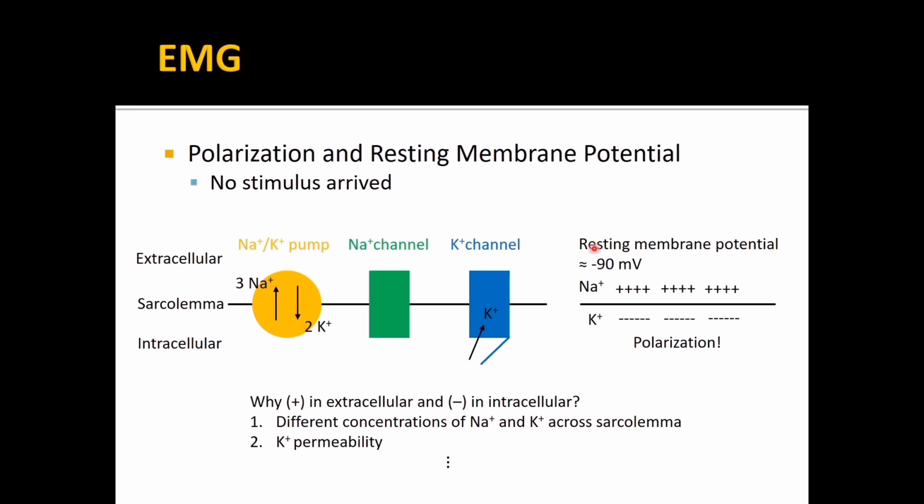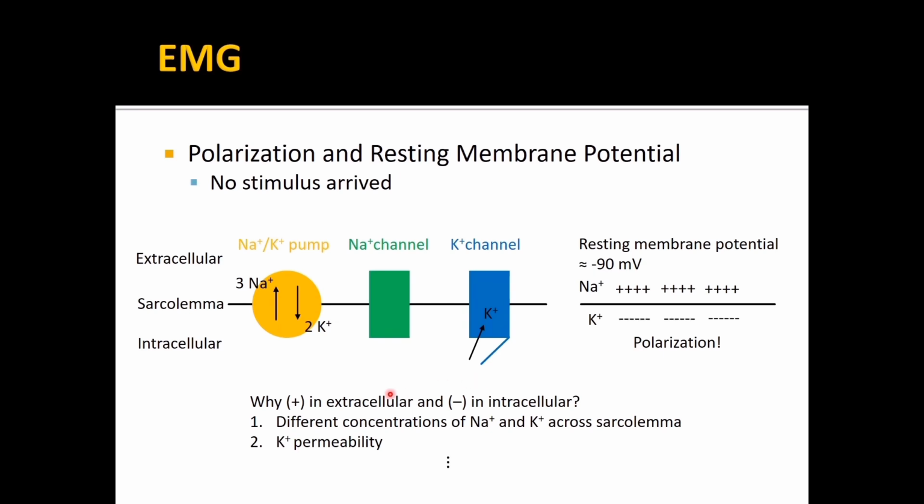Resting membrane potential is defined as the difference in resting voltage between inside and outside of the membrane during polarization. The value of the resting membrane potential here is minus 90 millivolts. The minus value means the voltage inside is lower relative to the voltage outside. That's why we get a negative resting membrane potential during polarization.